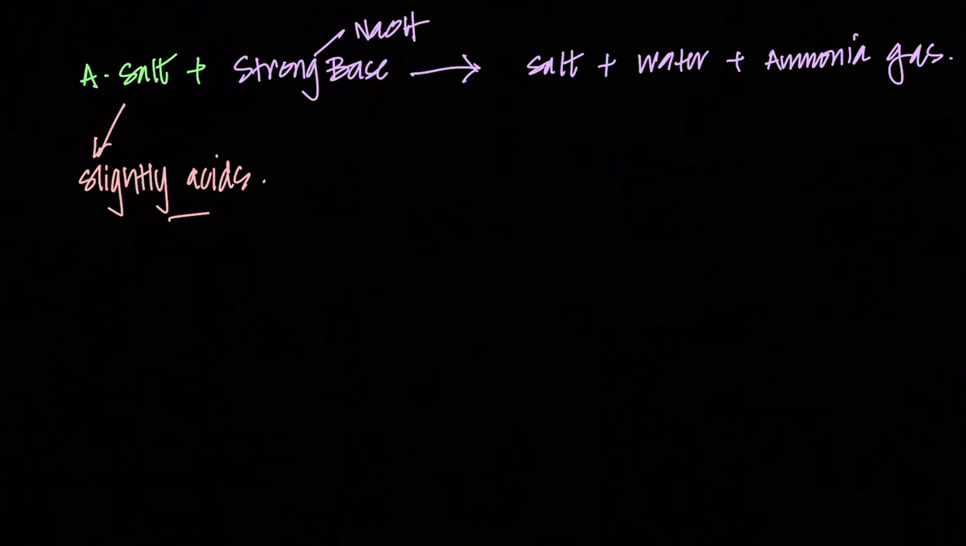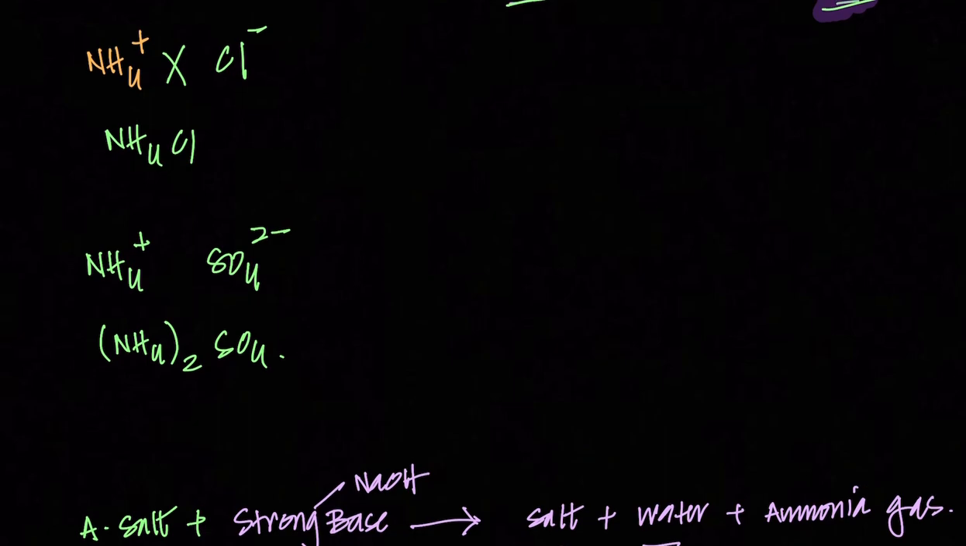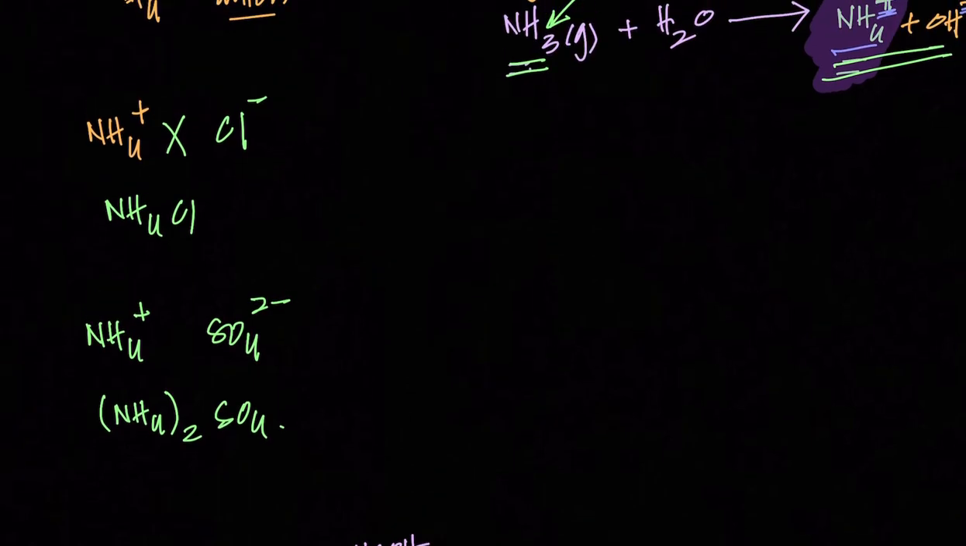And then base is a broader term for the alkali. Now, ammonium salts are slightly acidic. That's why they're going to react with a base to give you salt, water, and ammonia gas. And now, why are they slightly acidic? Obviously, again, not a part of your course, but I could give you some reasoning to it a little bit.